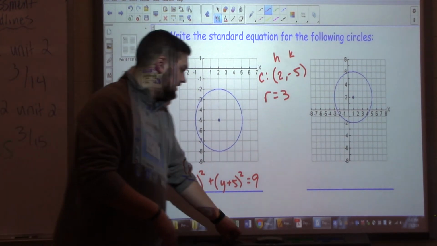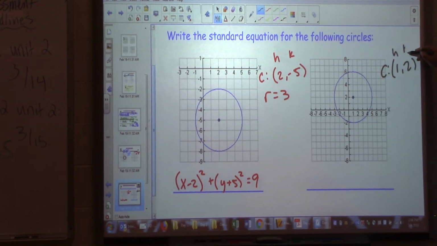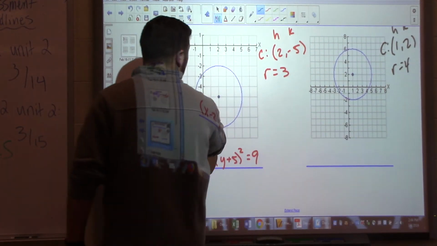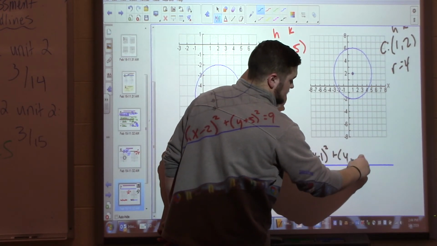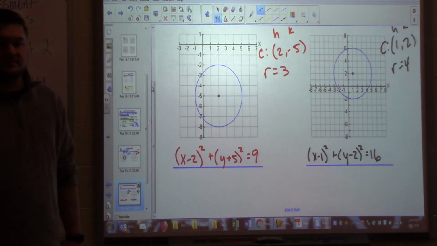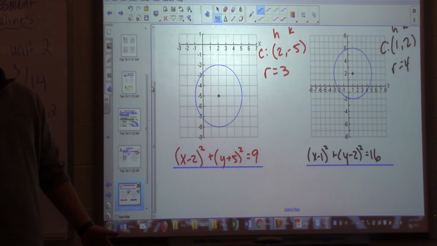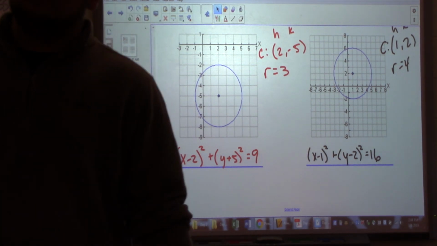Same thing last one, find your center, find your radius. My center is located at 1, 2, h, k. My radius is 1, 2, 3, 4. So I get (x minus 1) squared plus (y minus 2) squared equals 16. Any questions? That's it. We're done, with plenty of time to spare.